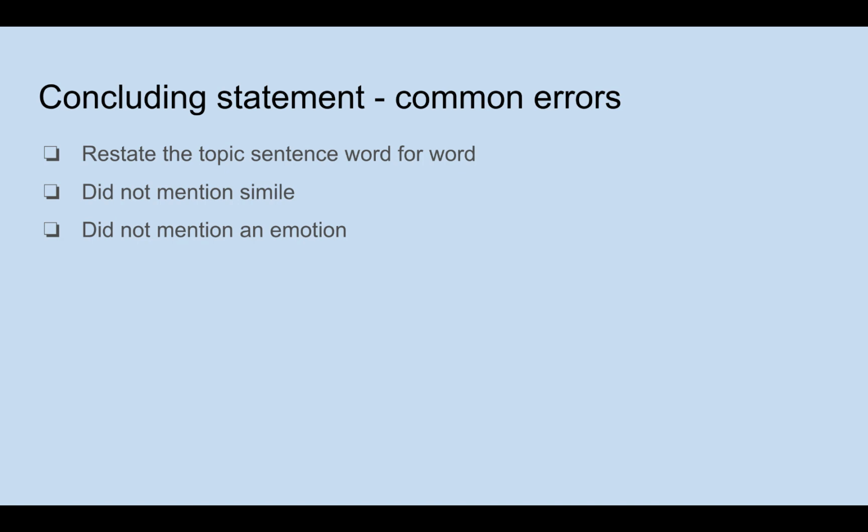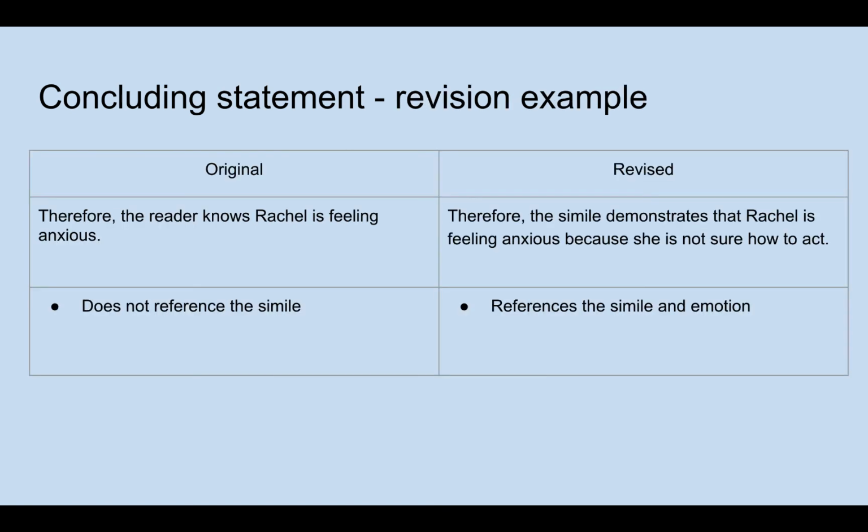These were the most common errors we saw. Some students restated their topic sentence word for word as their concluding statement. Some students did not mention simile or did not mention the emotion word in their concluding statement, similarly to the topic sentence. This is how you might revise it. So a lot of concluding statements right now look like, therefore, the reader knows Rachel is feeling anxious. This doesn't talk about the use of simile at all. A revised version would sound like, therefore, the simile demonstrates that Rachel is feeling anxious because she is not sure how to act.